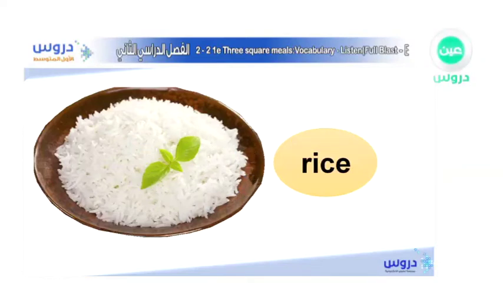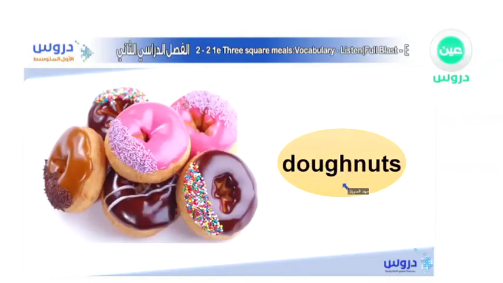Okay, so rice. Then we have donuts. Again, donuts. One last time, donuts. Some people have them for breakfast. They are full of sugar and they give you a lot of energy. I believe they look quite delicious in this picture.